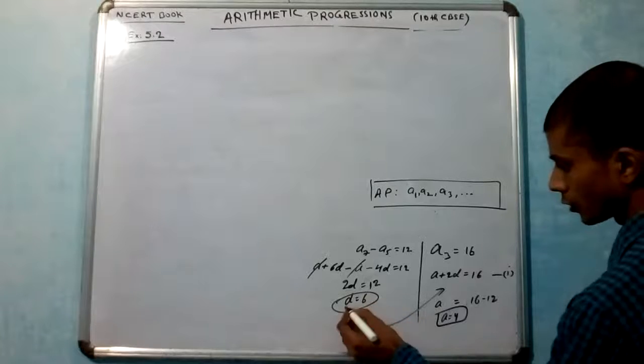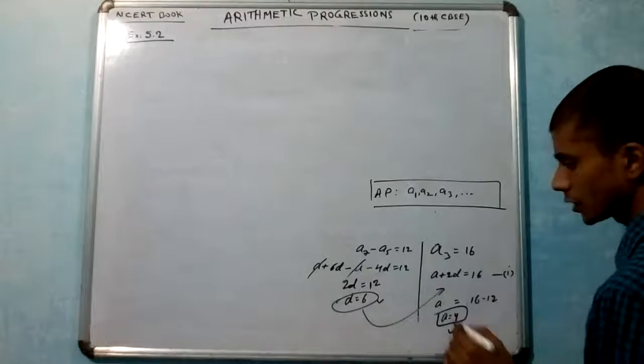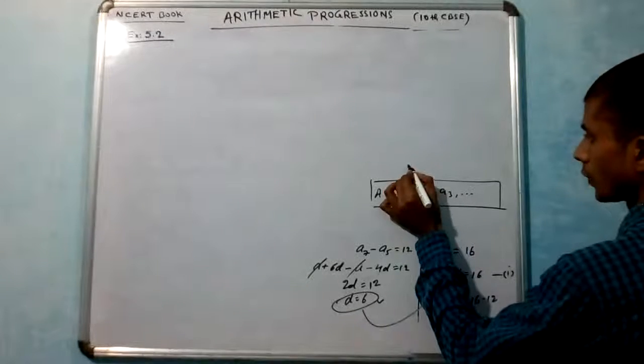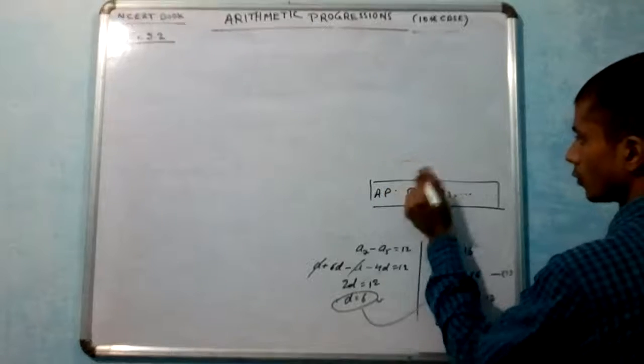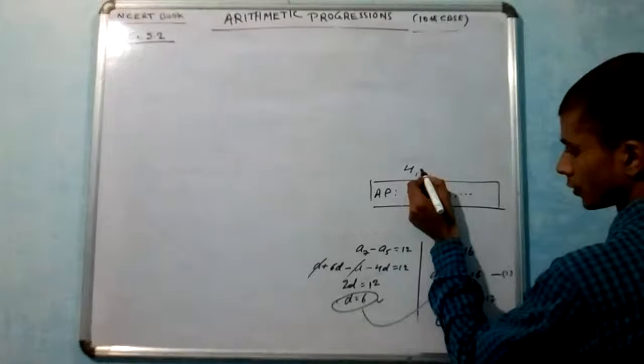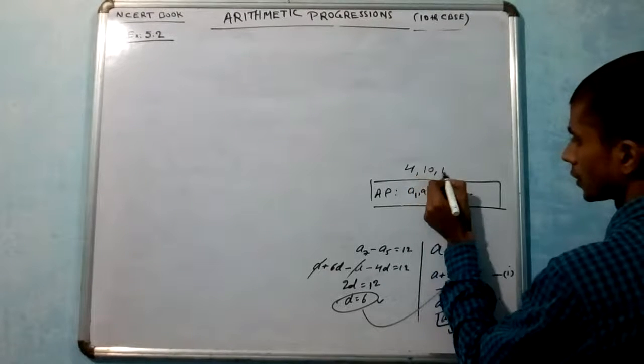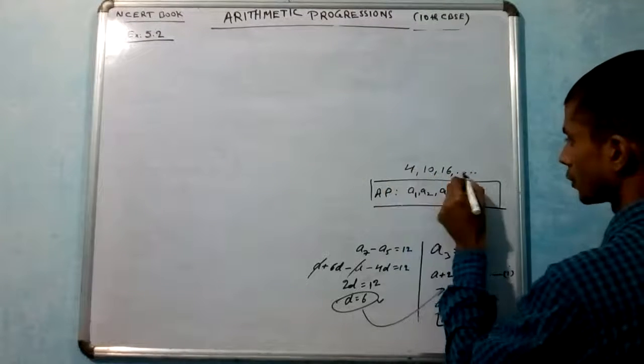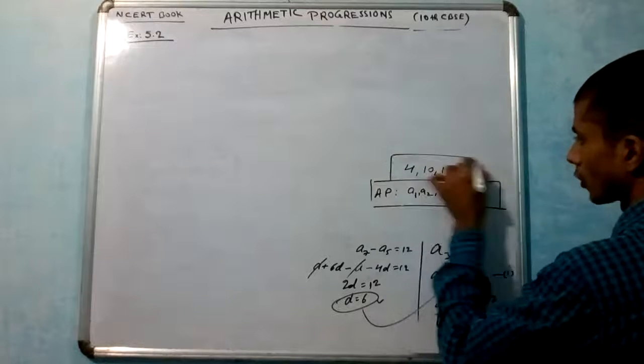We got A equals 4, D equals 6. So now go and find the AP. So we have the AP as 4, comma, 4 plus 6, how much? 10, plus 16, dot dot dot. Three terms are enough, and then dots. Done, we got our AP. This is the answer. Understood?